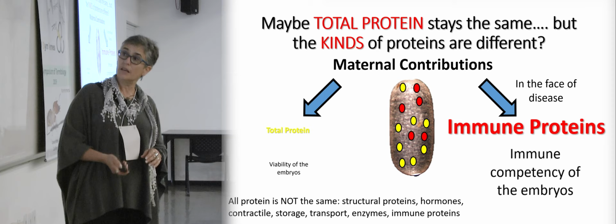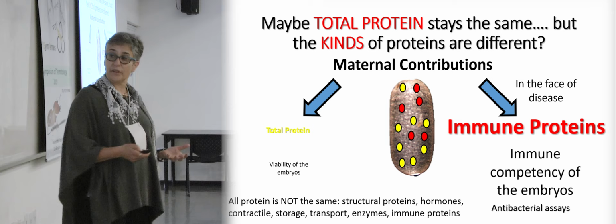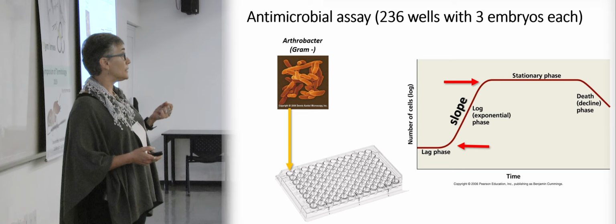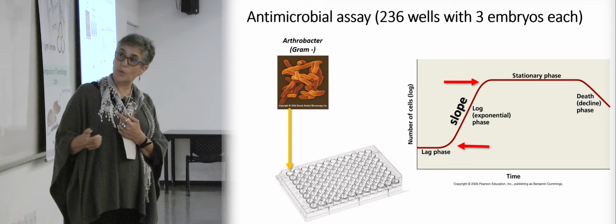So the only way we could really come up with testing whether this was immune protein versus everything else is by running an antibacterial assay. And what we were thinking is you put in eggs, and eggs that have more immune protein are going to suppress the growth of bacteria in an assay like this. So let me introduce you quickly to Arthrobacter bacteria.